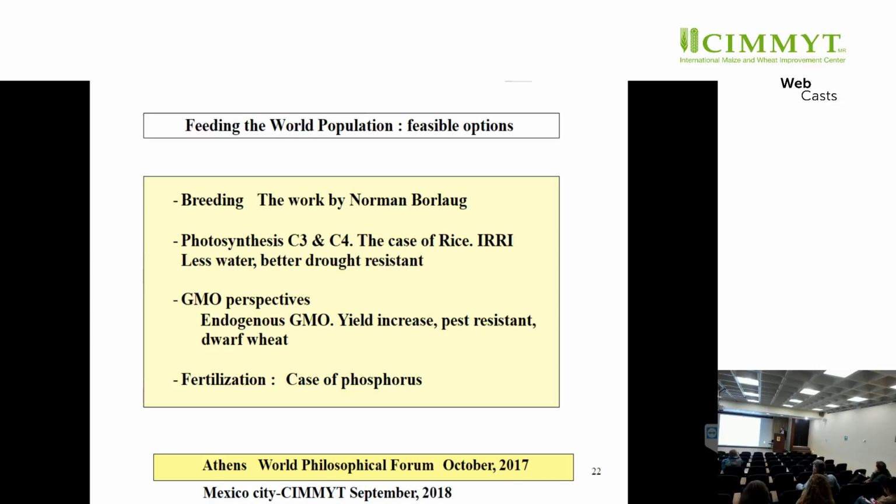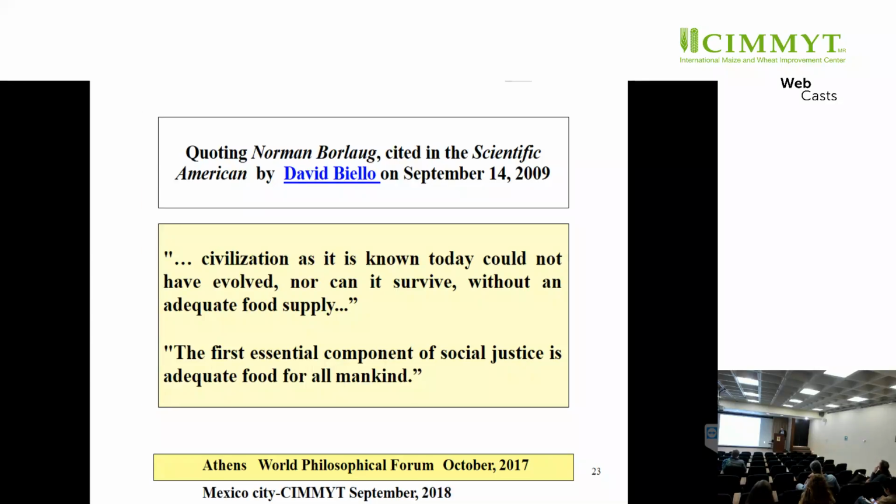So I mentioned also the case of fertilization, that phosphor, so I don't know, maybe someone here knows more about it, that phosphor can become a problem. Then there is phosphor, but where? So of course Morocco, but okay. And phosphor is absolutely necessary for vegetation. Quoting Norman Borlaug, I think I do not have to do that here. And composed social systems, adequate food.